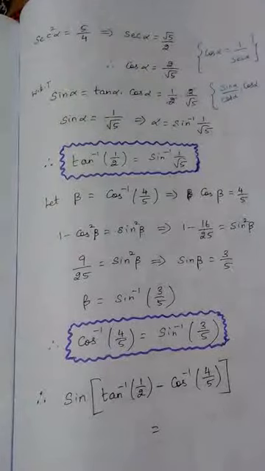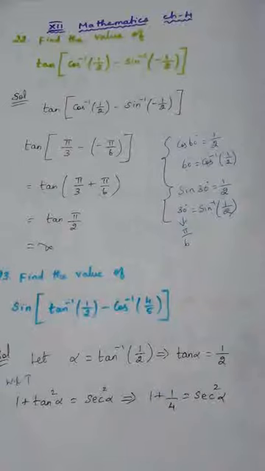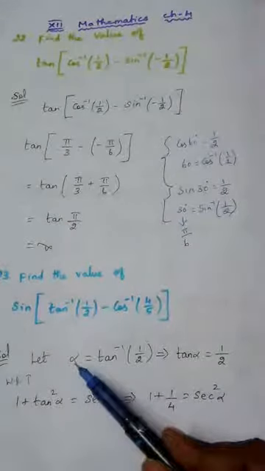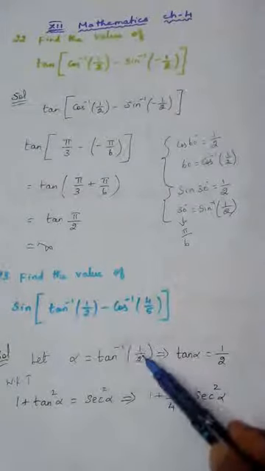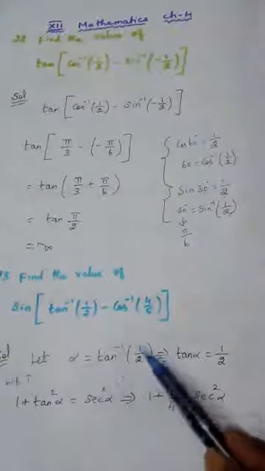In the beginning, if you see, I'll show it. Now in the beginning we started like this. Alpha is equal to tan inverse 1 by 2. What is alpha? Tan inverse 1 by 2.